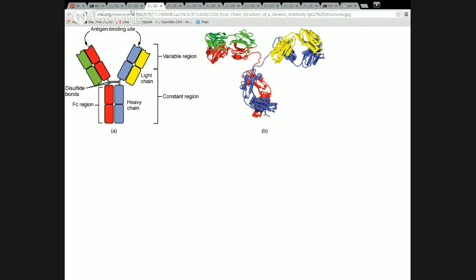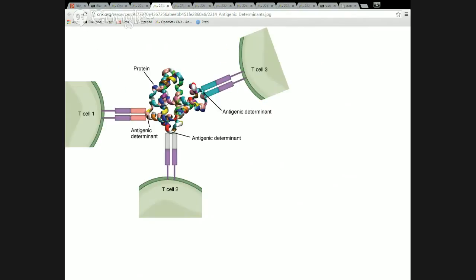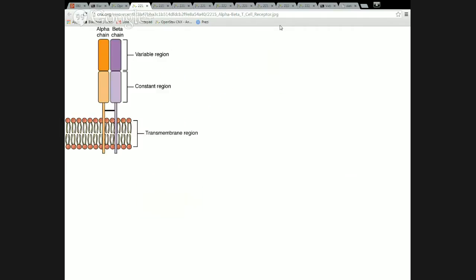Let me just pull this tab out for a second. Oh, come on. This never works quite the way I want it to, but okay. So I can put these side by side, and you can see that the antibody has a variable region and a constant region too.